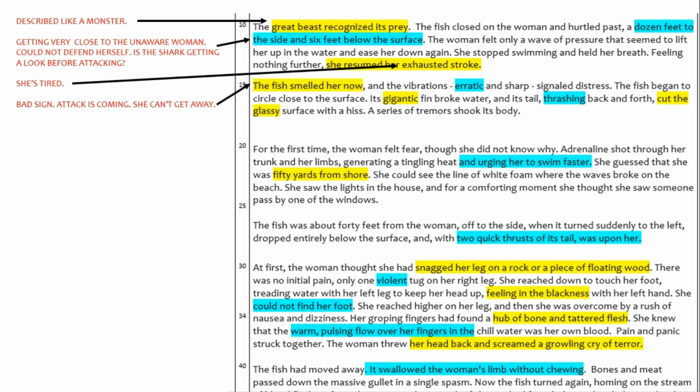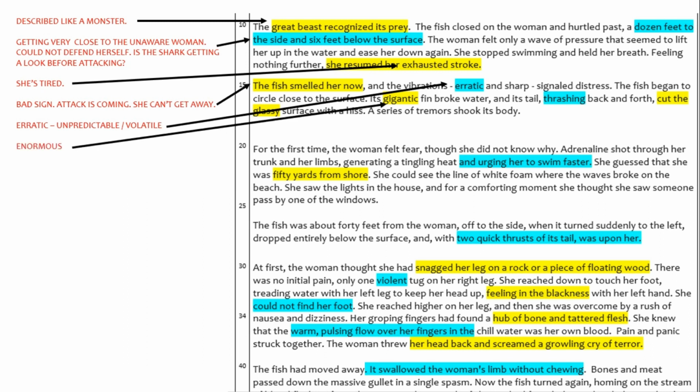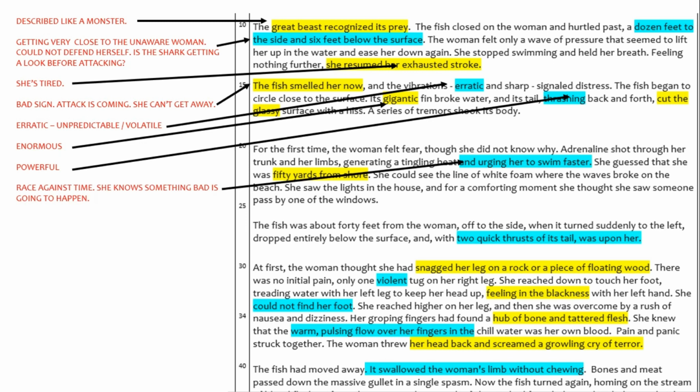The fish smelled her now. So now it's a bad sign. The attack is coming. She can't get away. The shark is described as erratic, which basically means unpredictable, volatile. Its gigantic fin, so that's telling the reader that the shark is enormous, an absolutely huge fish. Thrashing shows that it's a powerful shark. Cut the glassy surface. Okay, so that's an interesting quote. You can talk about that almost like the image of breaking glass, breaking a mirror.